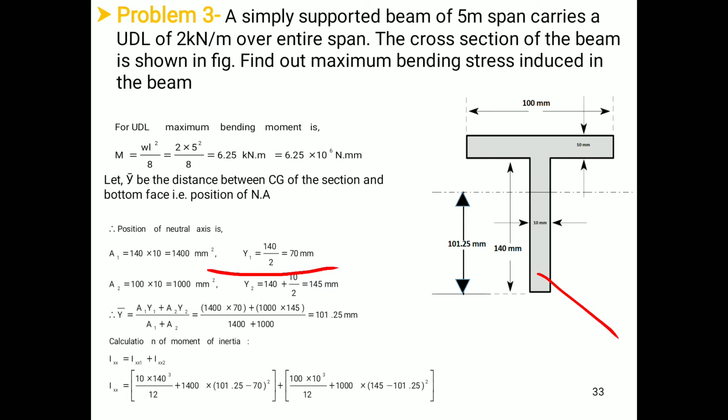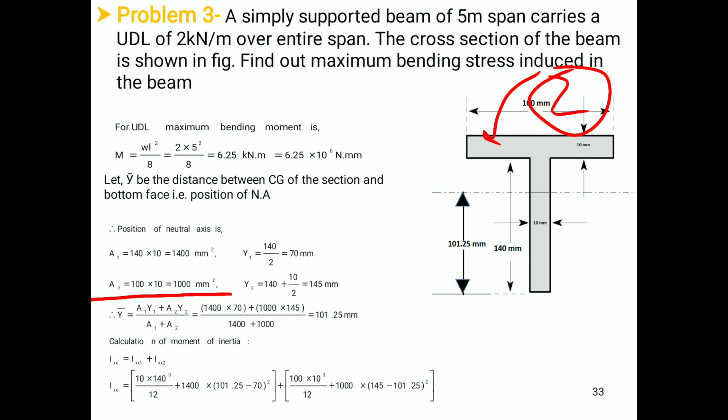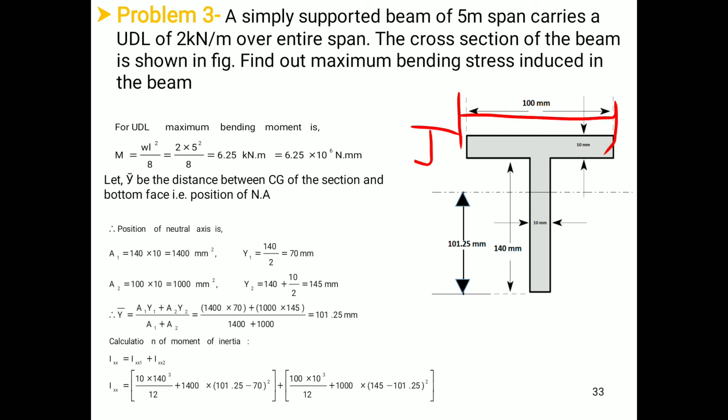Now we will concentrate on section 2. Remember that this is the section 2 for the T section, entire section. For this section we have width of the flange equal to 100 mm and the thickness of the flange is equal to 10 mm. Therefore on multiplication we have the area 1000 mm square. We are going to find out the value of Y2 for section 2.